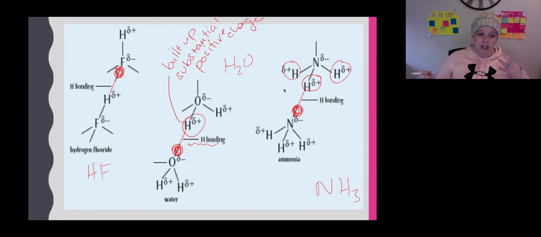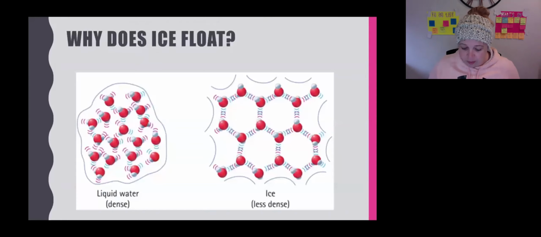In biology, we learn about hydrogen bonding being really weak, and therefore it's easily overcome by temperature, whereas the covalent bonds in the backbone of DNA, for example, are really hard to break. So there's my little link, can't help myself. So why exactly does ice float? On the left here, we've got a picture of liquid water. You can see that the molecules are moving past each other a lot.